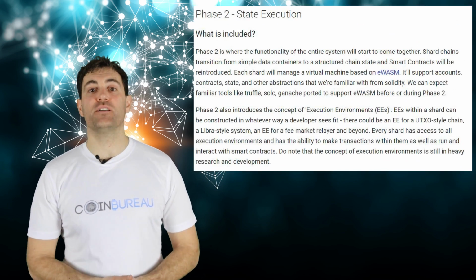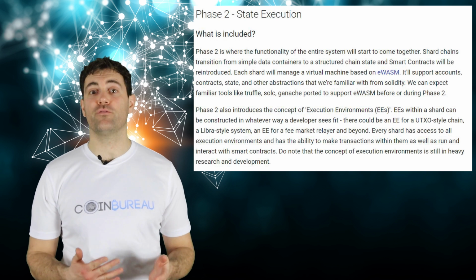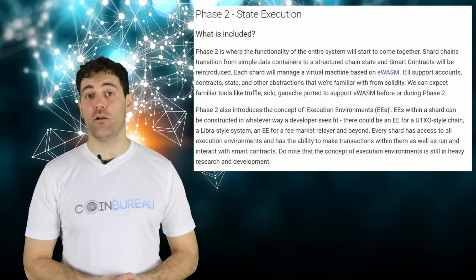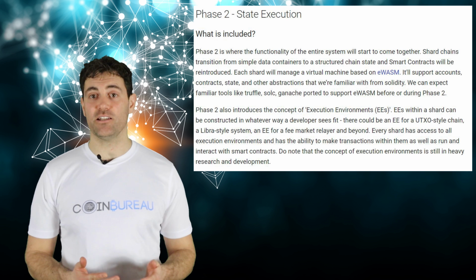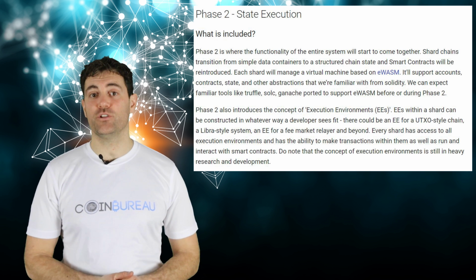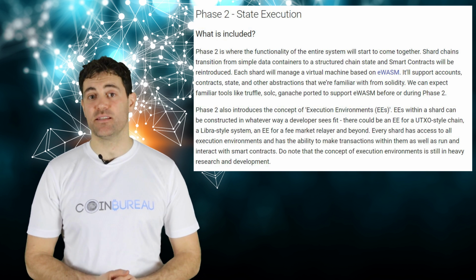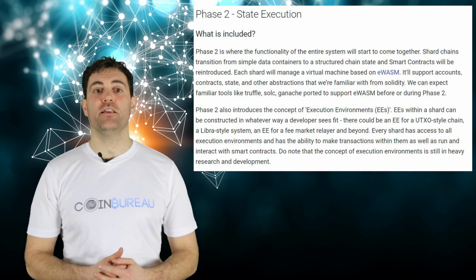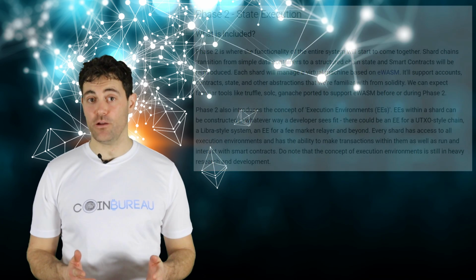In Phase 2, the functionality of the entire system will come together. The shard chains will move from the simple data structure that they were in Phase 1 to a structured chain state with smart contract functionality. Each of these shards will also manage their own virtual machine, which are based on what Ethereum have called EWASM, essentially an Ethereum variant of the WebAssembly. More info in the docs below.